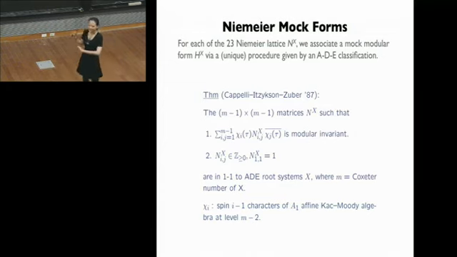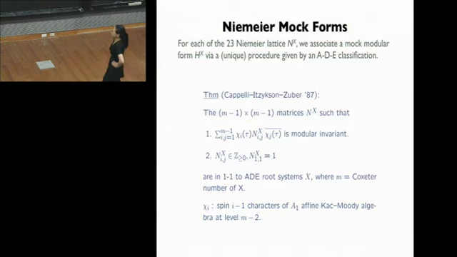Okay, so let's go into a little bit of detail here. The aim is that for each of the Niemeier lattices, we associate the mock modular form, which we'll call H_X, via a unique procedure, which is given by an ADE classification.